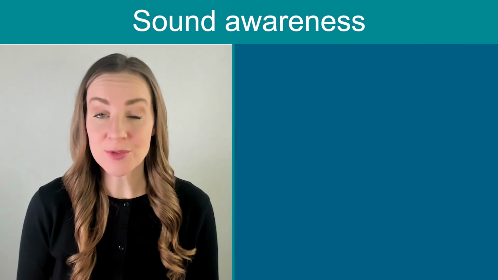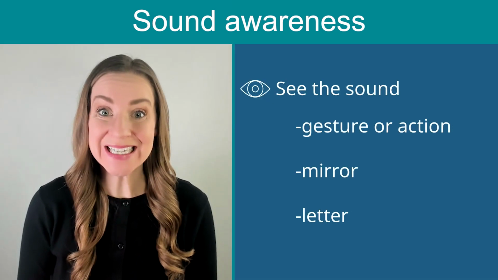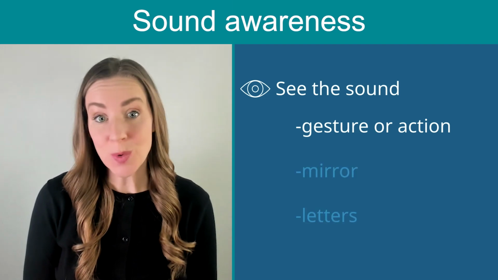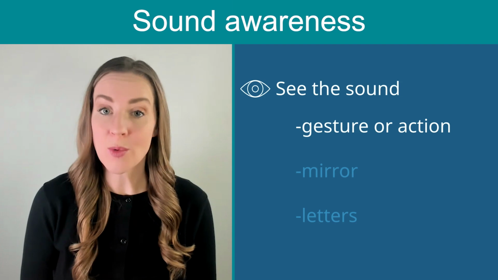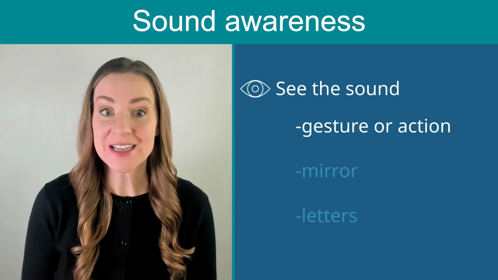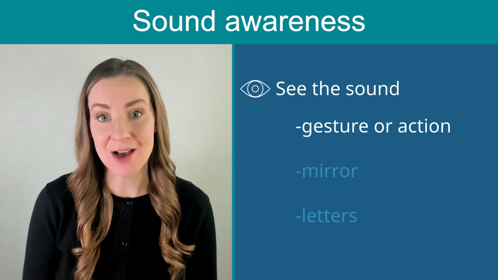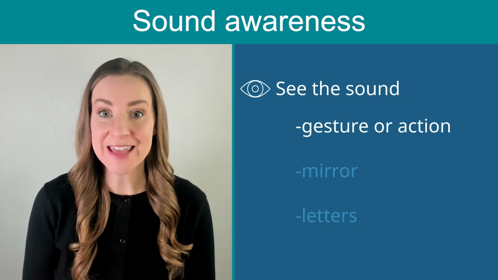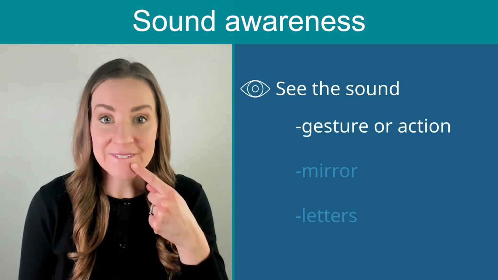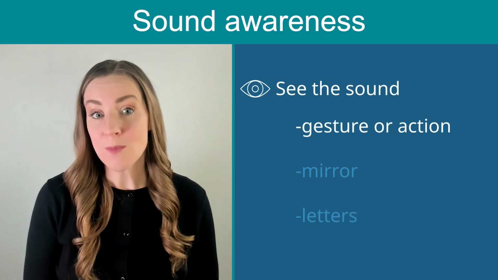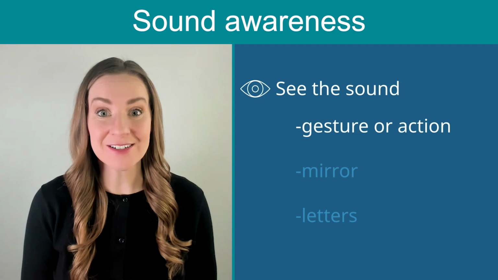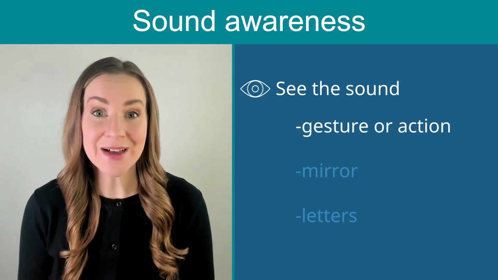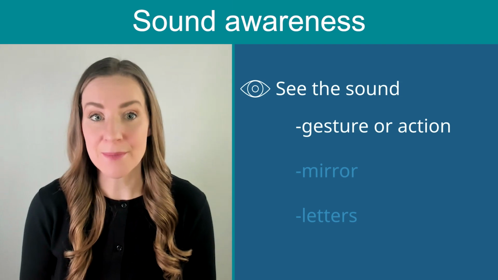Now, let's talk about 3 ways to help your child see the sound. First, add a simple gesture or action. Point to your mouth to draw attention to how you are making the sound. For example, point to your mouth and make the F sound. Or point to your tongue for the L sound, because we make that sound by lifting the tip of our tongue up.